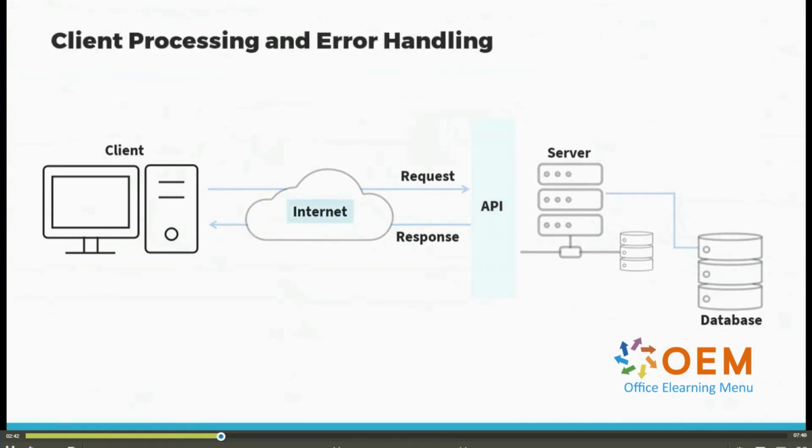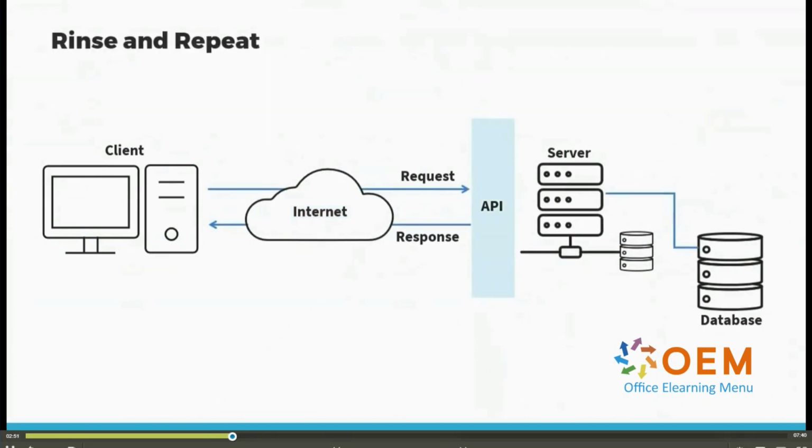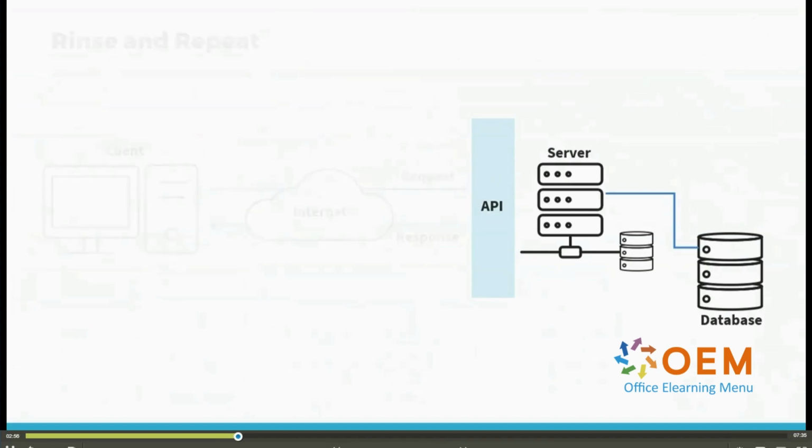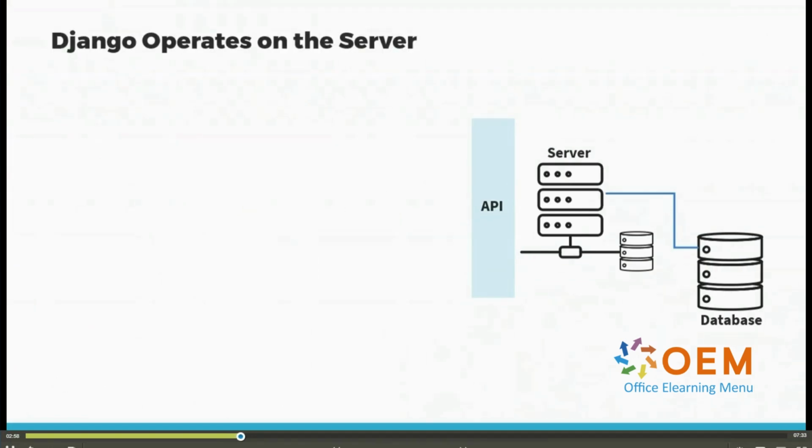The response is then transmitted back to the client over the network, and the client will process this response and handle any errors if needed. And this process continues as many times as needed. Now, where does Django live? Well, Django operates on the server. Django is the application framework that is capable of handling HTTP requests, performing the right operations needed on the server side, interacting with databases if needed, and then constructing and returning a response.